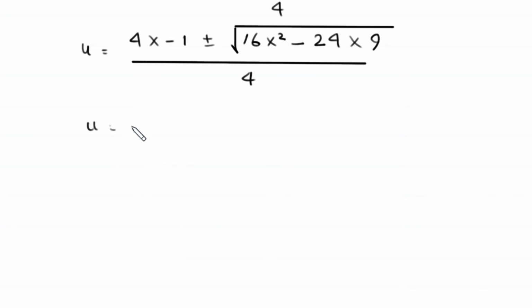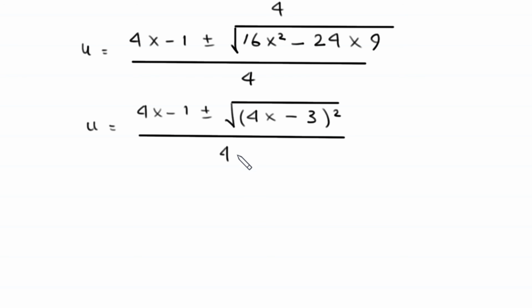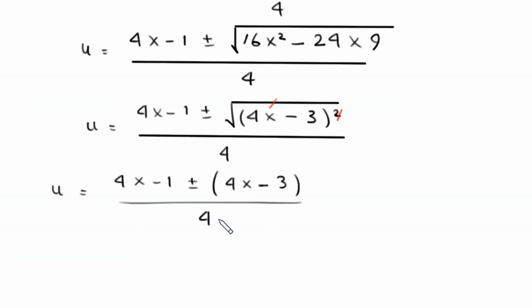Next, u equals (4x − 1) plus or minus the square root of this expression. This expression is a perfect square, so it becomes (4x − 3)² divided by 4. Now the square root cancels the square, and we are left with u equals (4x − 1) plus or minus (4x − 3), divided by 4.